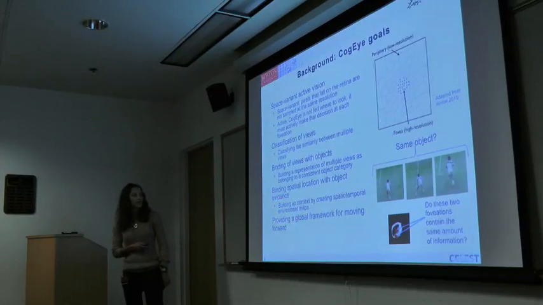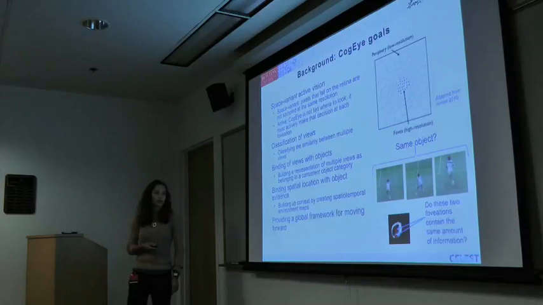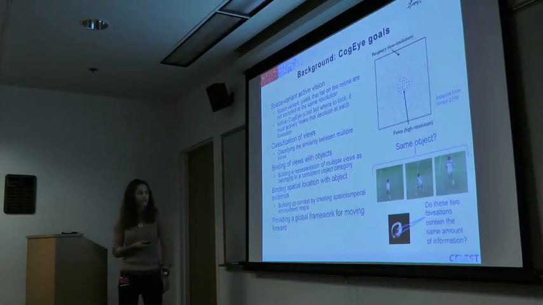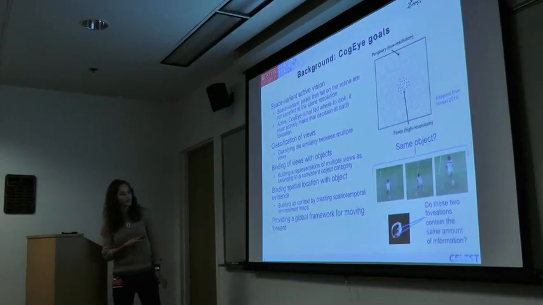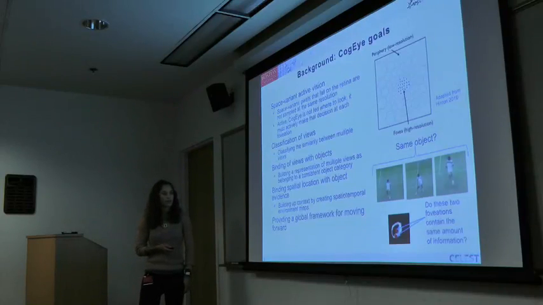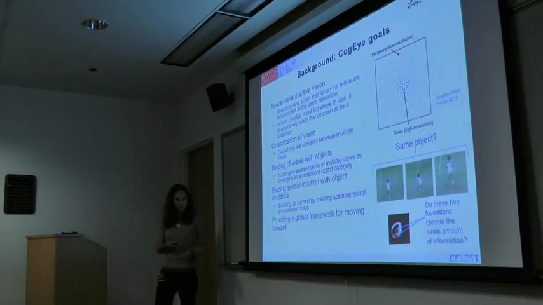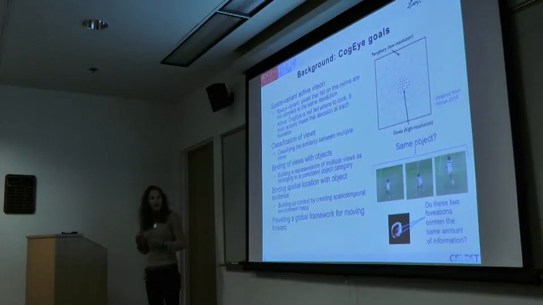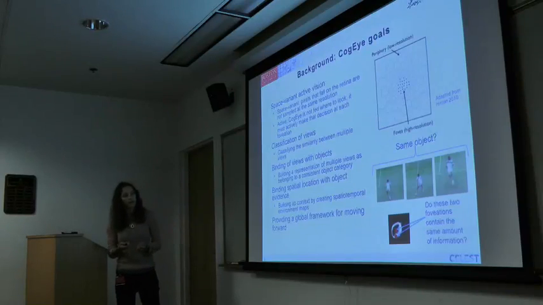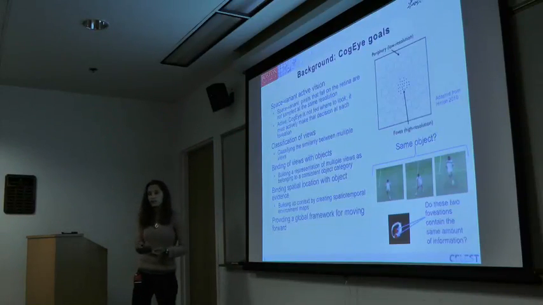And lastly here, binding of spatial location with object evidence. I'll talk a bit more about this because it's not too obvious from the beginning what I'm referring to. But the idea is that if I'm gathering evidence and I'm pretty sure that I'm looking at an object, say a 0, I'm going to have some foveations that are more informative than others. So not all foveations carry the same amount of information.